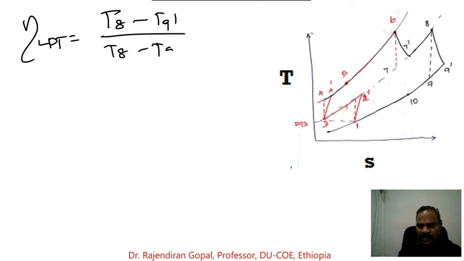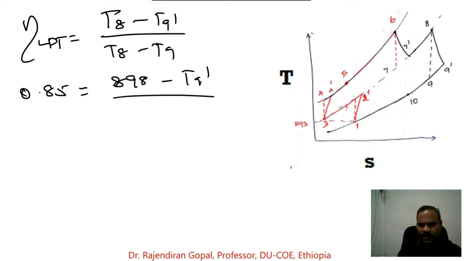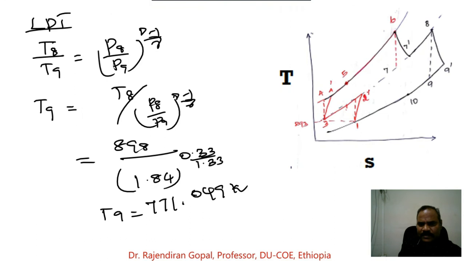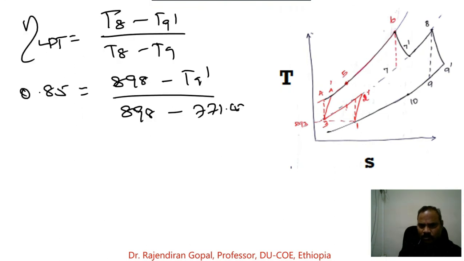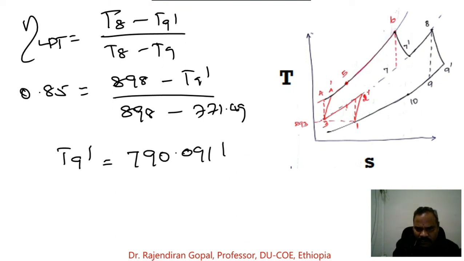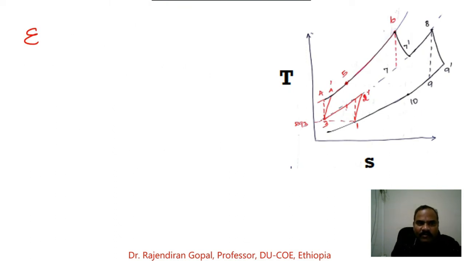And we know that isentropic efficiency of low pressure turbine is equal to T8 minus T9 dash over T8 minus T9. That is equal to 0.85 is equal to (898 minus T9 dash) over (898 minus 771.49). So we get T9 dash is equal to 790.091 Kelvin.